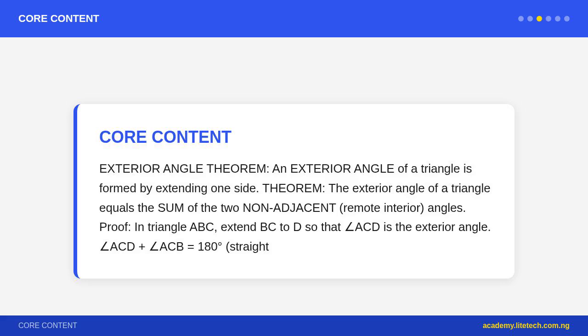Example 2. The exterior angle of a triangle is 135 degrees. One of the non-adjacent angles is 80 degrees. Find the other non-adjacent angle. Exterior angle equals sum of two remote interior angles.